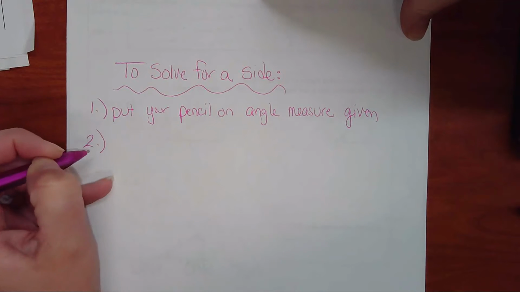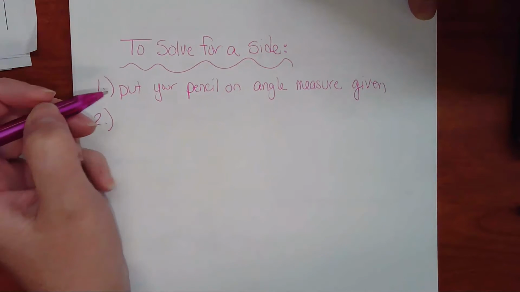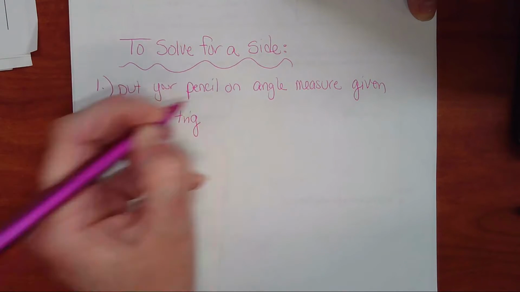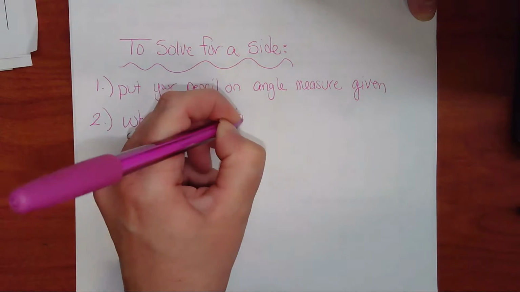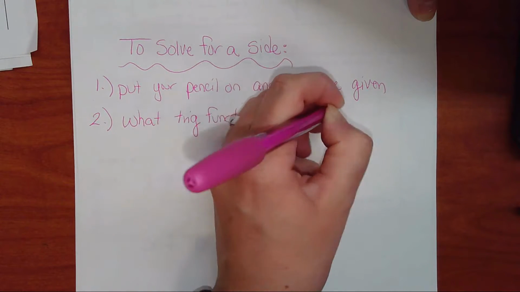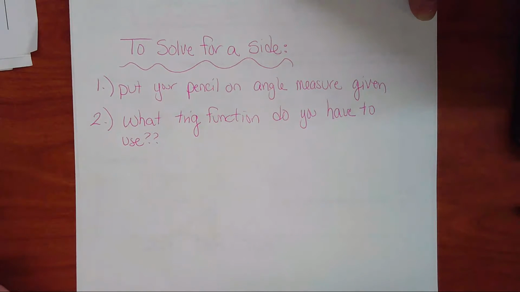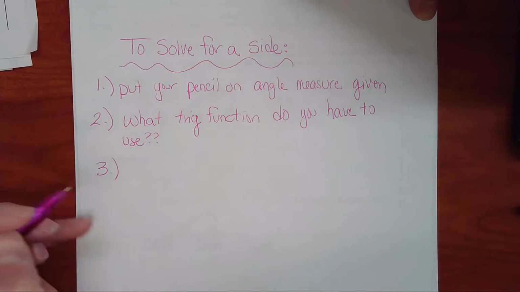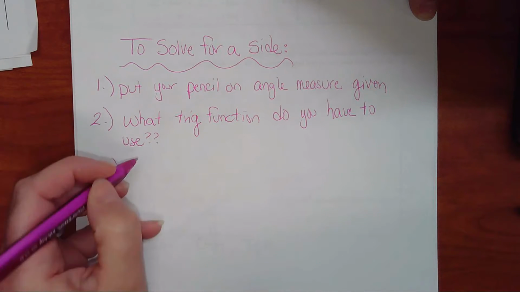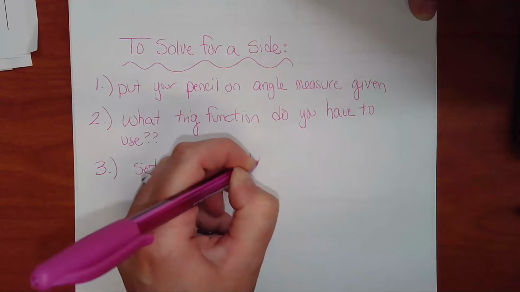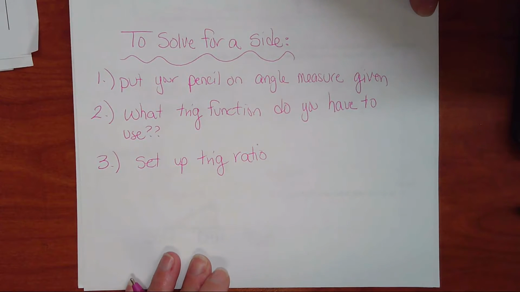After you have your pencil on that angle, then this is kind of the hard part, is you have to figure out what trig function, sine, cosine, or tangent, you have to use. It's not going to be like, you know what, today I want to use tangent. It doesn't really work that way. There's a specific trig function that you have to use depending on what you're given. After you've figured out which trig function you have to use, then you are going to set up that trig ratio. And again, I'm not going to throw you to the wolves here. I definitely will help you out.